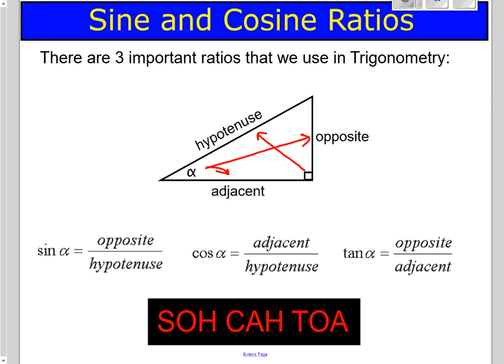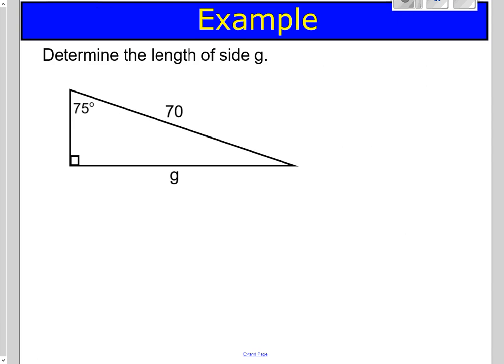Cos alpha is equal to the adjacent side over the hypotenuse. And tan alpha is equal to the opposite over the adjacent. So these are our three primary trig ratios. And we memorize them by using the abbreviation of Sohcahtoa. And that reminds us that sine is equal to opposite over hypotenuse, cosine is equal to adjacent over hypotenuse, and tan is equal to opposite over adjacent. All right, so this just comes with practice, figuring out which one we're going to use.